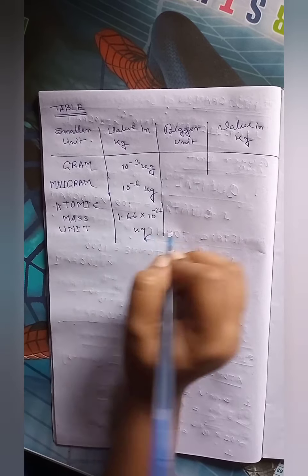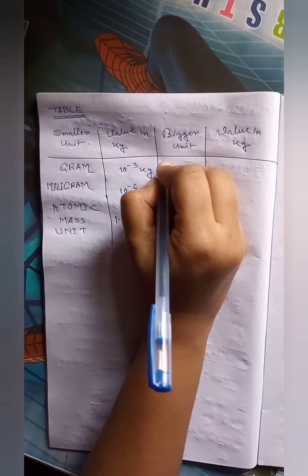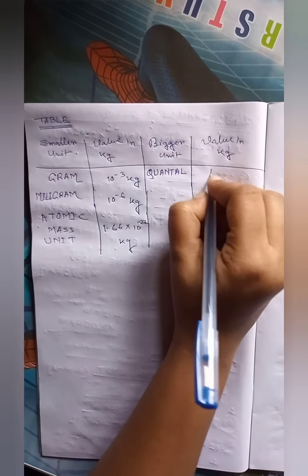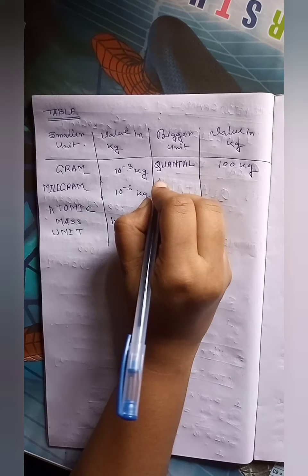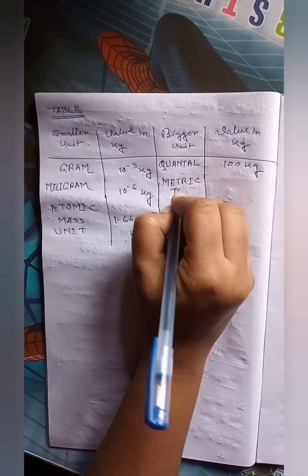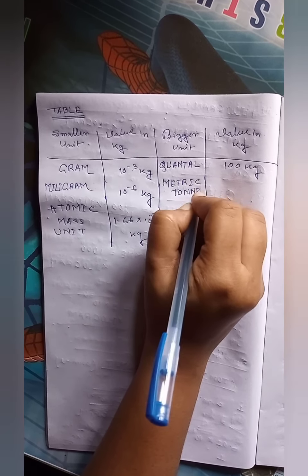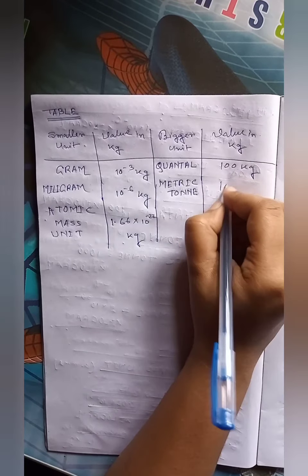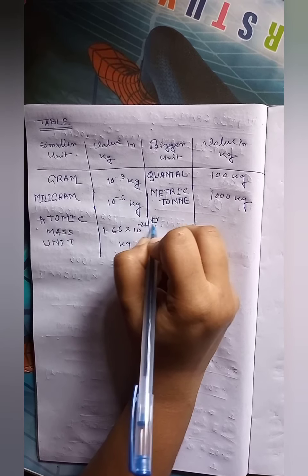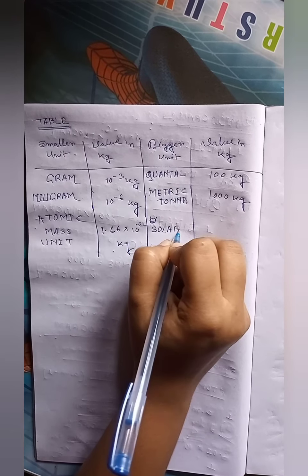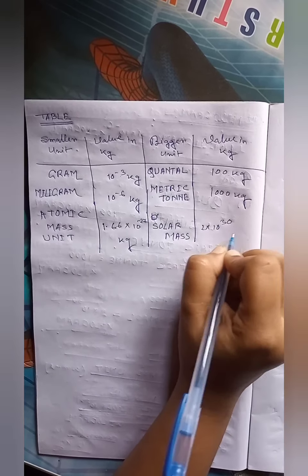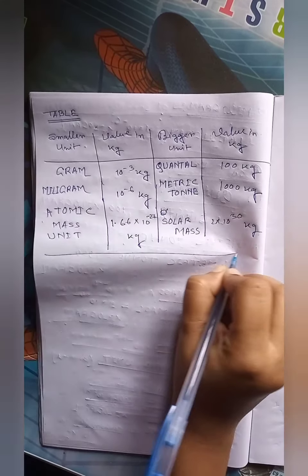Now bigger unit, quintal, 100 kg, metric ton, 1000 kg, solar mass, 2 into 10 to the power 30 kg.